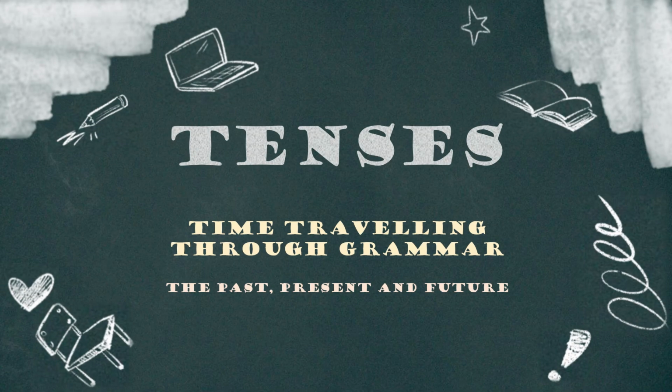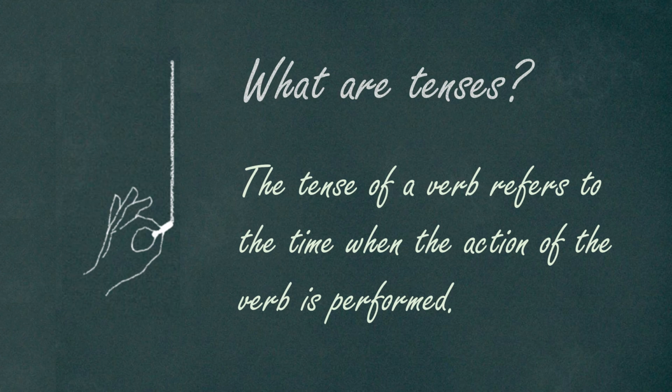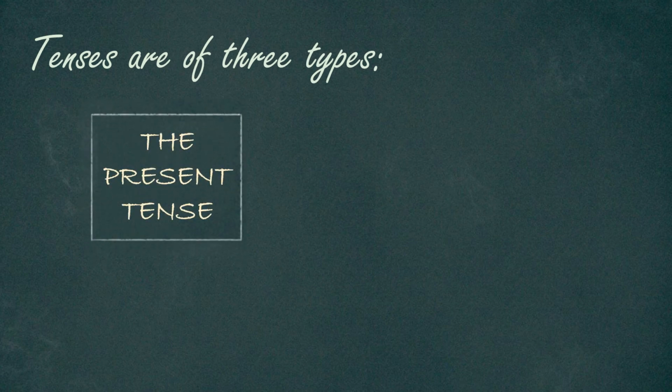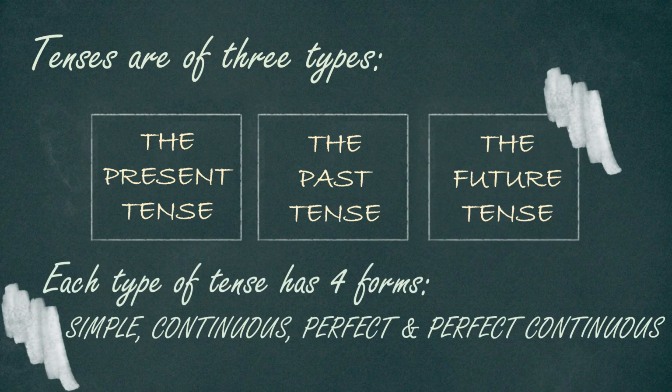Today we will be going through the topic tenses. What are tenses? The tense of a verb refers to the time when the action of the verb is performed. Tenses are of three types: the present tense, the past tense, and the future tense. And each type of tense has four forms: simple, continuous, perfect, and perfect continuous.